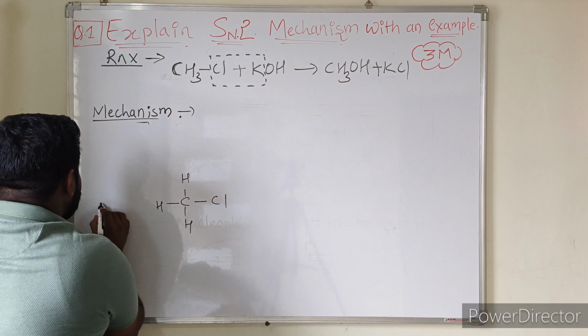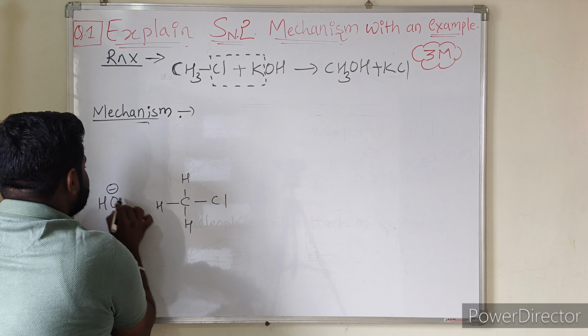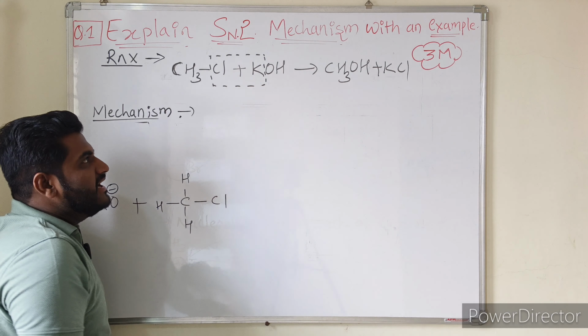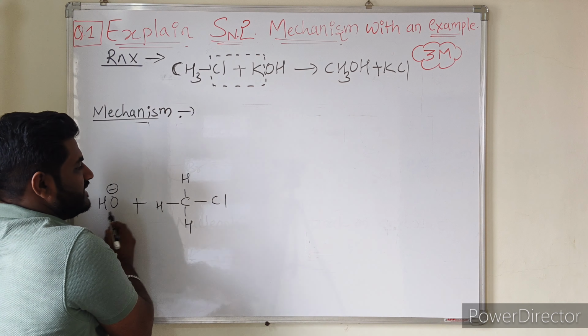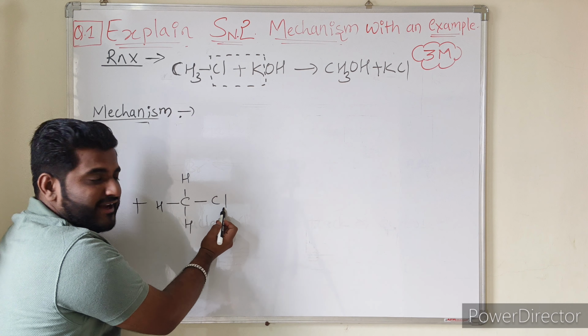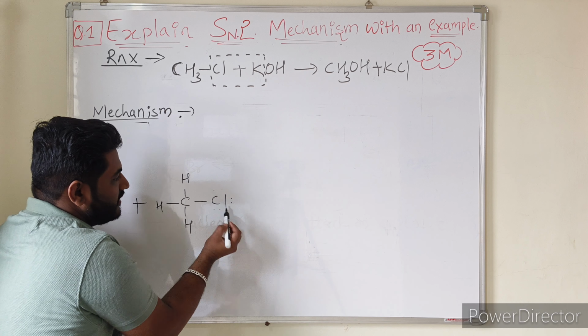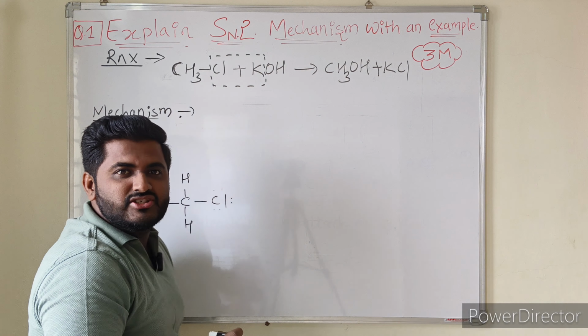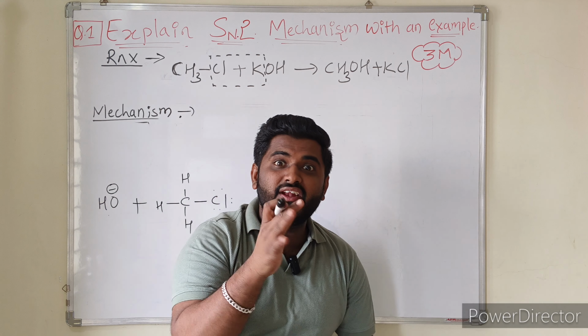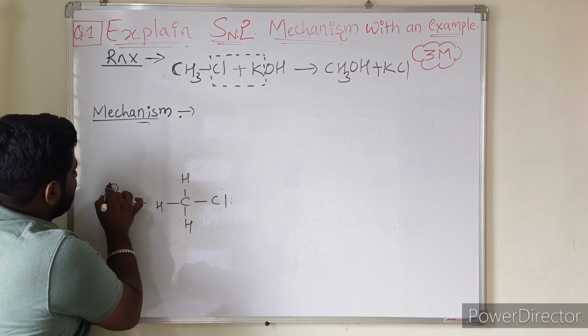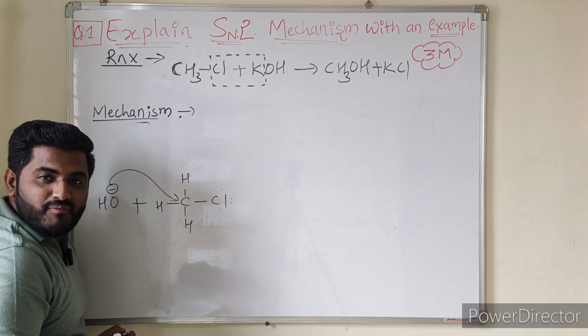This OH minus is there. No, it will attack backside. Why, sir? Because OH is minus. Cl is also an electronegative element. There are lone pairs here. Correct or not? So these negatives repel each other. Therefore, front side it will not attack. It will attack back side like this. I hope you are getting it.